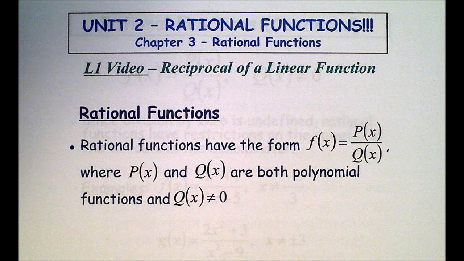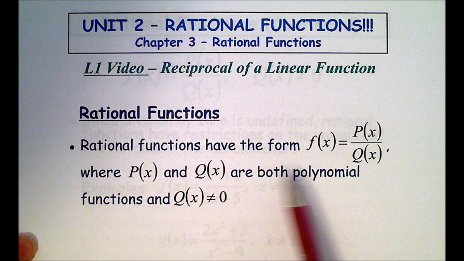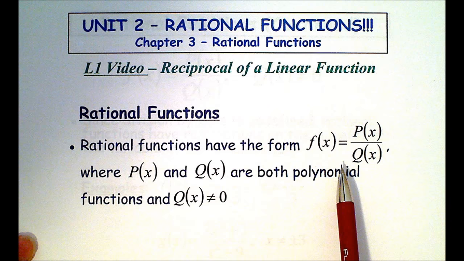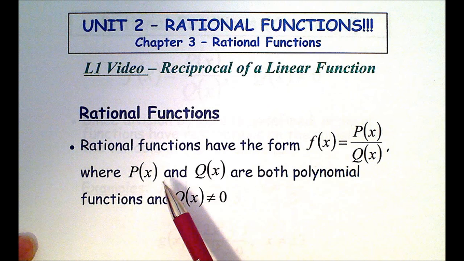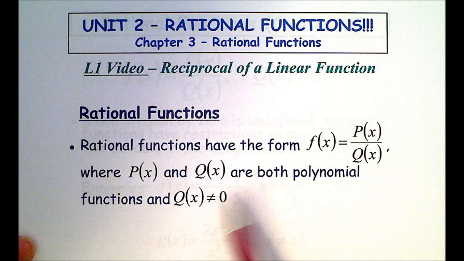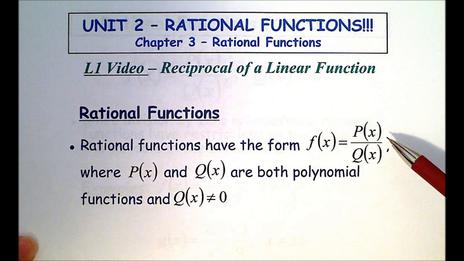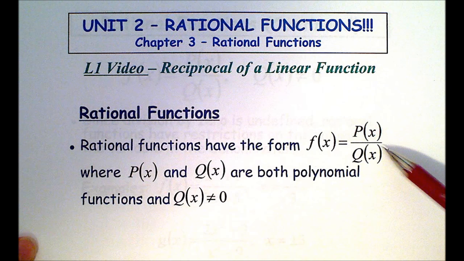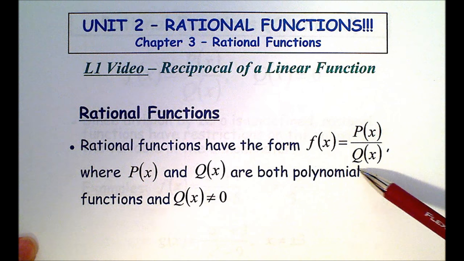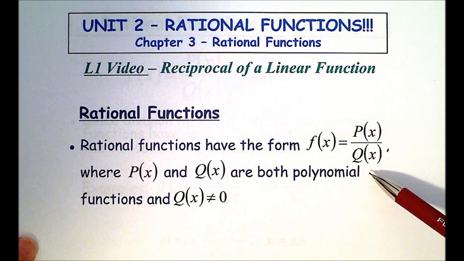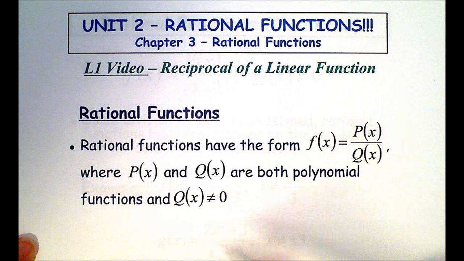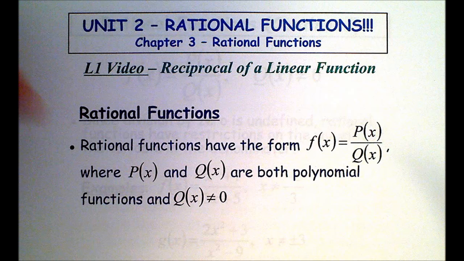So rational functions have the form f of x equals p of x over q of x, where p of x and q of x are both polynomial functions, and q of x cannot equal 0. So basically for a rational function, you have to have a polynomial in the numerator and a polynomial in the denominator. And any value of x that can make the denominator equal to 0 creates a restriction on the function. Okay, just like we saw last year.